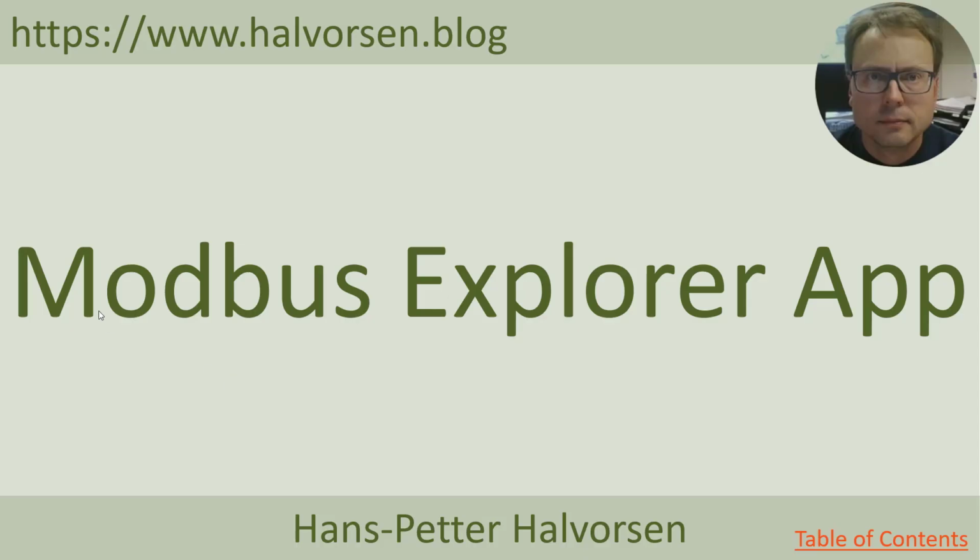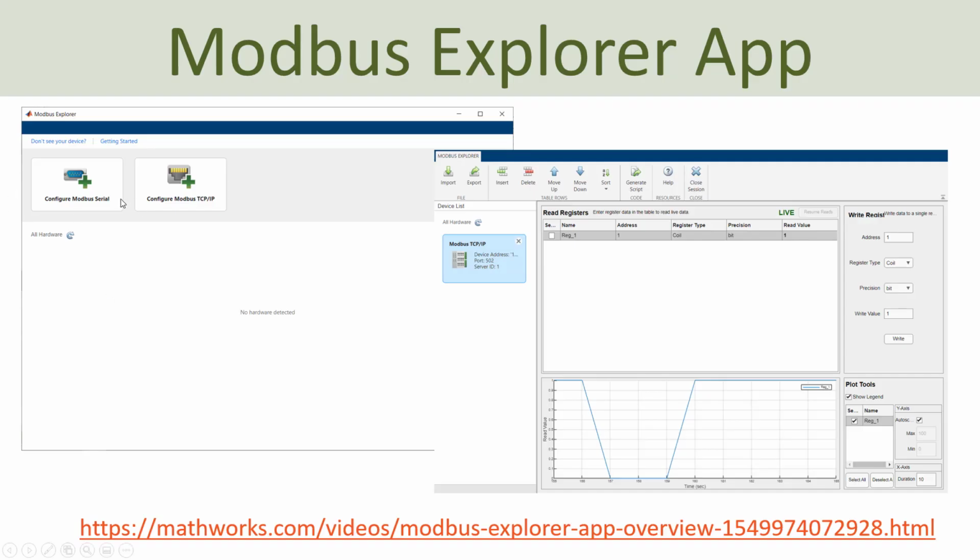Next, I will demonstrate the built-in Modbus Explorer application that is part of this Industrial Communication Toolbox in MATLAB. So here you see the Modbus Explorer application, which consists of this graphical user interface. The first page you see is the connection page. Then you select either configure Modbus serial or configure Modbus TCP IP. Then you just click one of those and configure the connection to the server, and then you will get into this user interface where you can see and read values from the server.